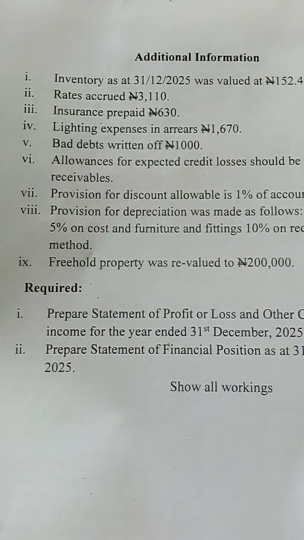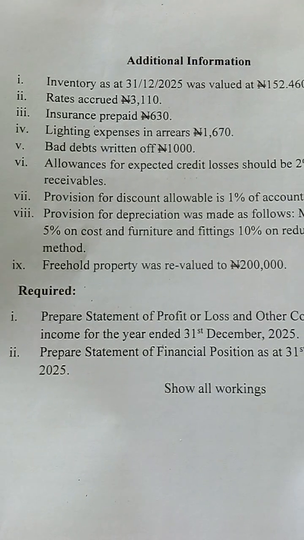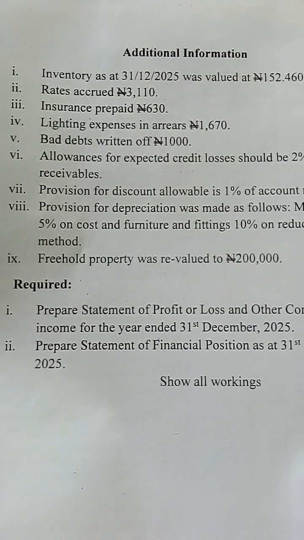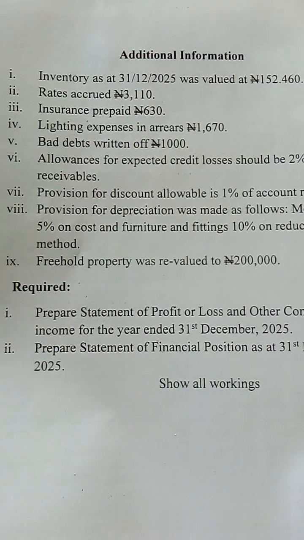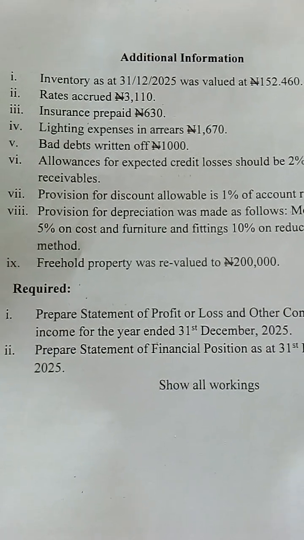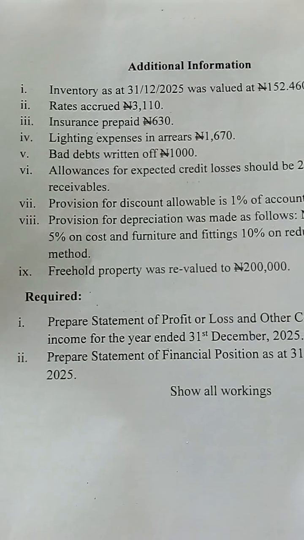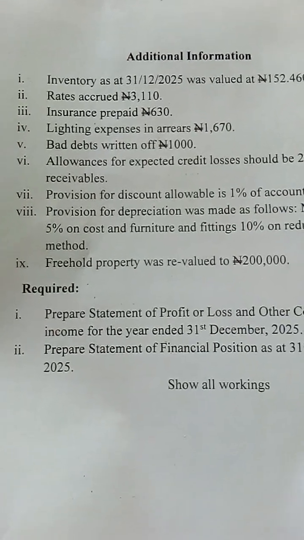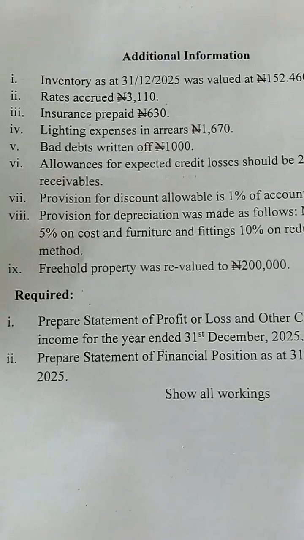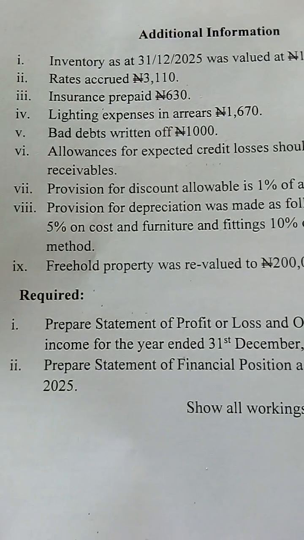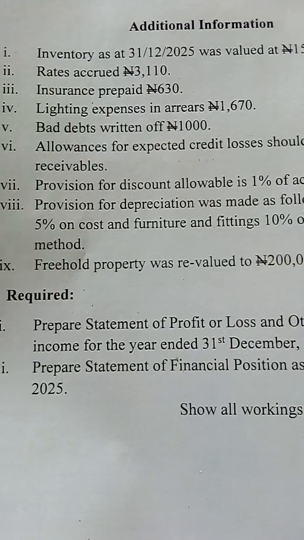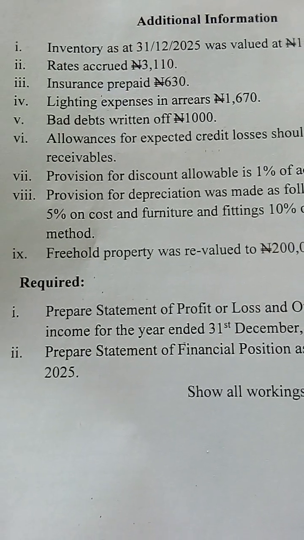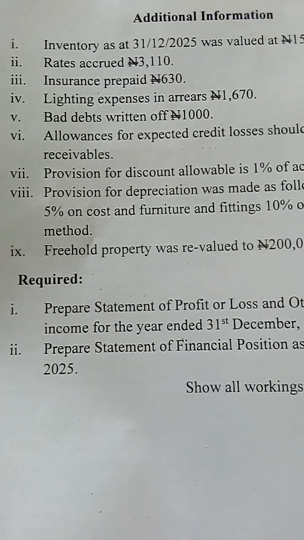Then the second one, rates accrued, 3,110 naira. The third one, insurance prepaid, 630 naira.